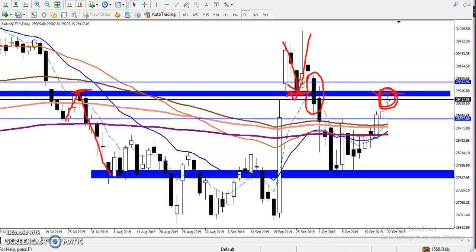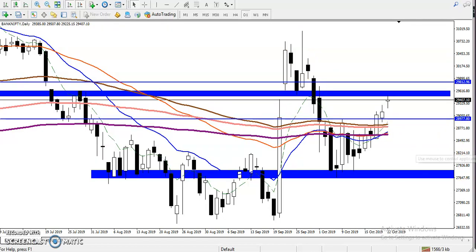So it is not like this is the resistance and it will not be able to break this line. But to break this resistance line, we need a more forceful candle. That means we need more buyer pressure, a more momentum candle, right? And there is a high probability it will reverse again.